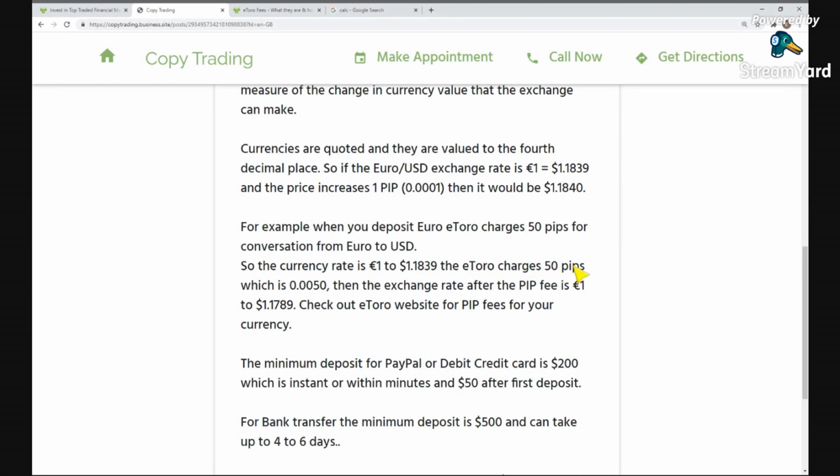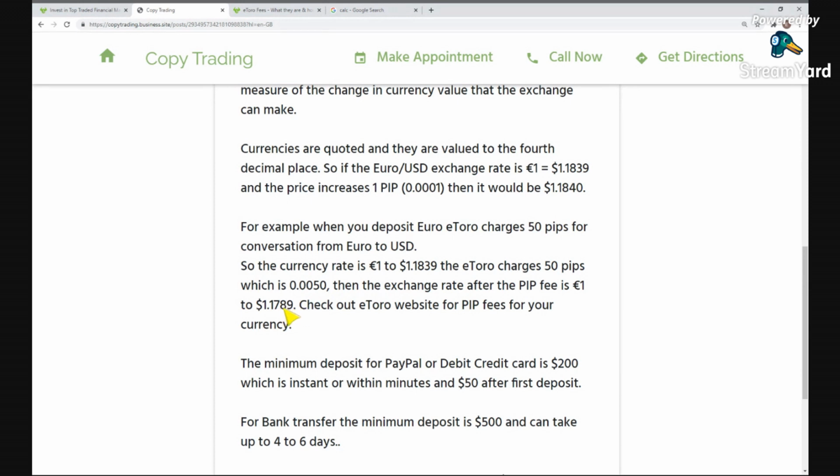eToro charges 50 pips, which remember is 0.050. So the exchange rate after the pip fee is €1 minus 50 pips of the original value, which will give you 1.1789. Then you multiply by this value after taking the 50 pips away from the conversion. This is done automatically in the system, but just to explain.